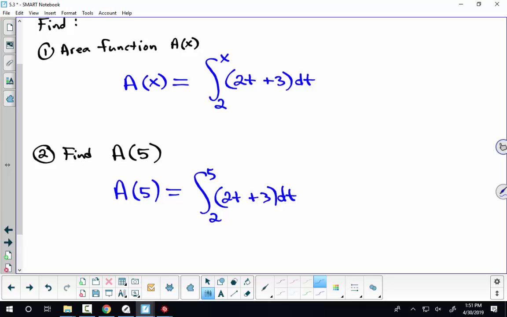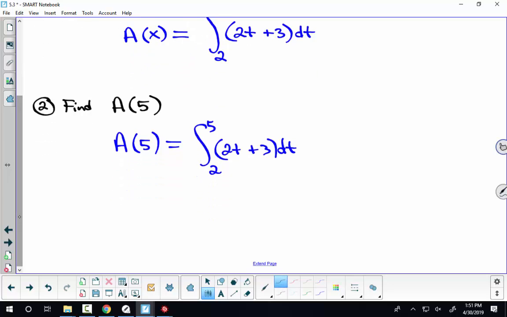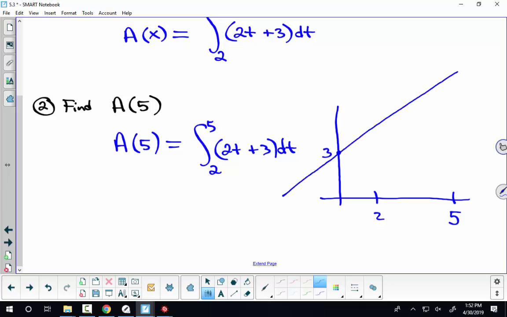So there's two ways to evaluate that, right? We can evaluate it using the definition of Riemann sums, the limit as n goes to infinity. Or we could say, well, let's just write out or draw out what we're looking at here. Okay, so I'm going from t value of 2 to 5, and I'm going to plot the graph 2t plus 3. So this is y-intercept of 3 and a slope of 2. So there's 2t plus 3.